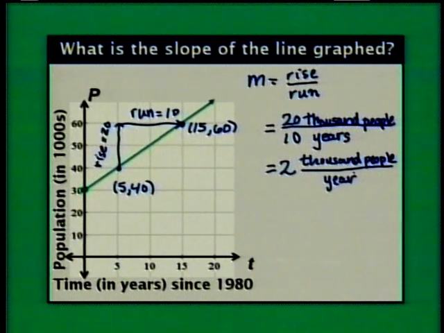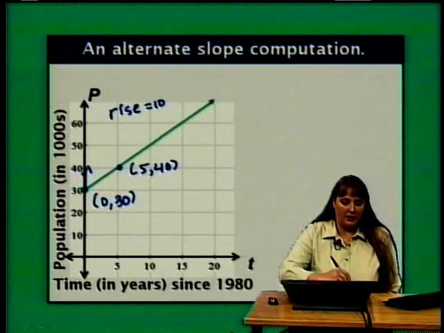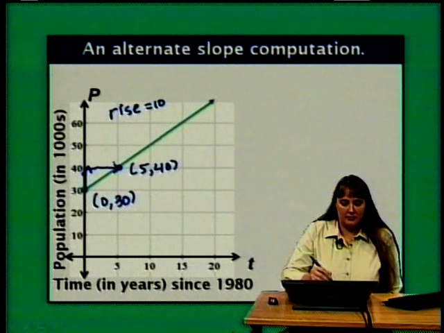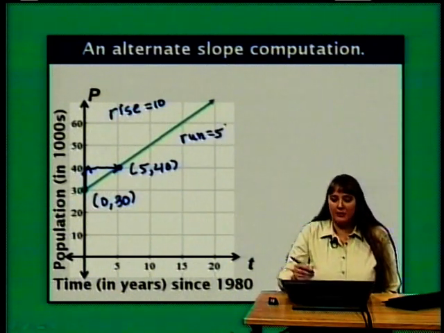Now it shouldn't matter which 2 points I chose to compute my slope. Let's look at another calculation. What if I had taken my vertical intercept here, which is (0, 30), and the point (5, 40)? Now if I look at my rise over my run, I have a rise of 10 and a run of 5.